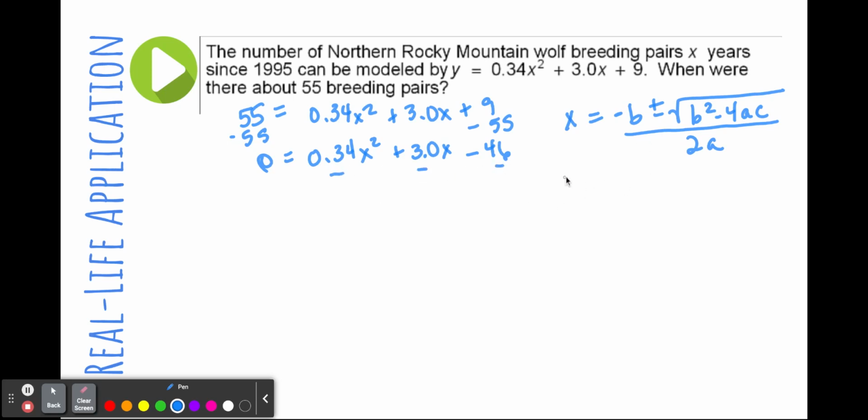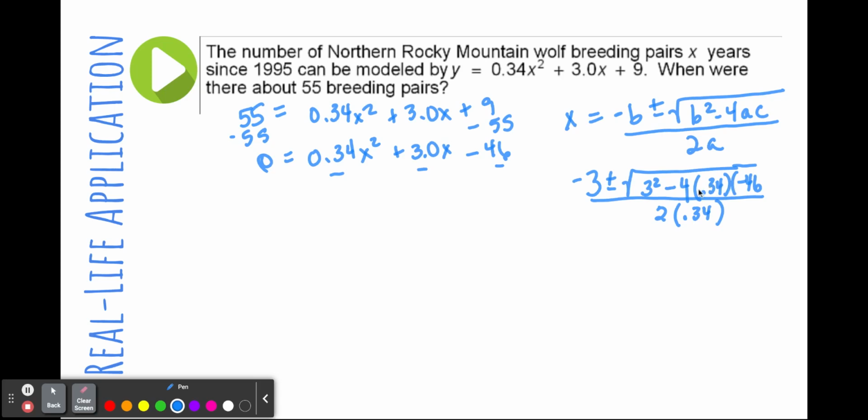Okay, so, and I'm going to go ahead and drop this decimal right here. So if we have negative b, we have negative 3 plus or minus the square root of, and then we'll have 3 squared minus 4 times this 34 hundredths times negative 46. All of that is going to be over 2 times the 34 hundredths.